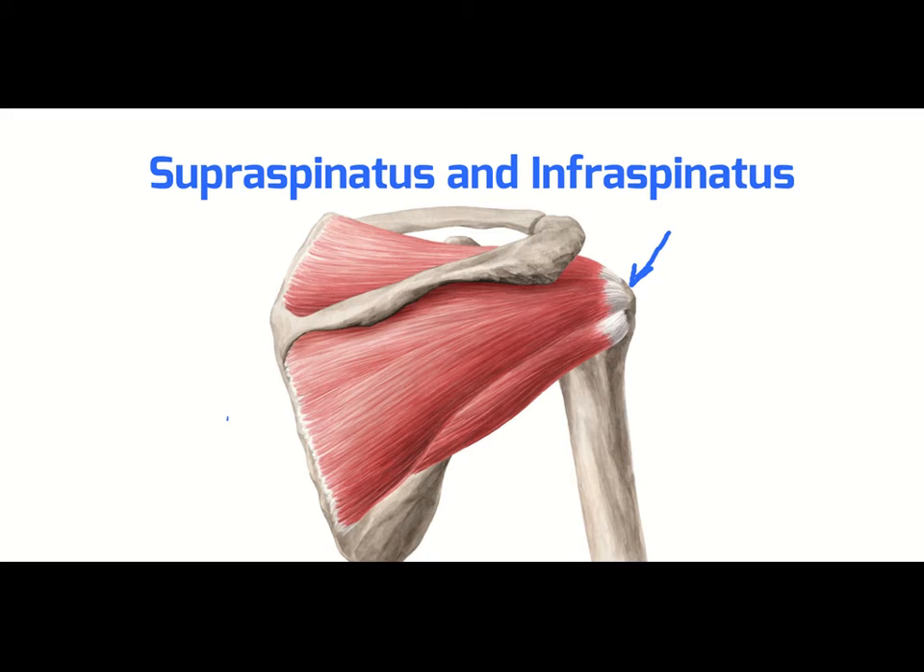Our infraspinatus originates in that infraspinous fossa, and then it also inserts onto the greater tubercle, but like the teres minor, it inserts onto that posterior aspect. It's innervated by the suprascapular nerve, and it helps with lateral rotation or external rotation, adduction, extension, horizontal abduction of the glenohumeral joint, as well as stabilization of that humeral head in the glenoid cavity.